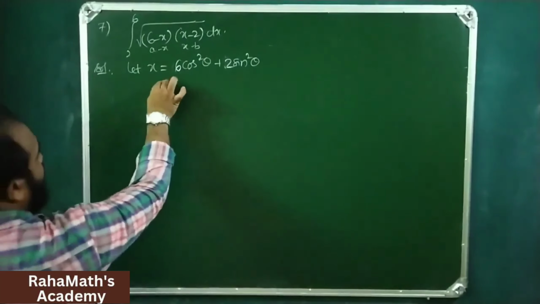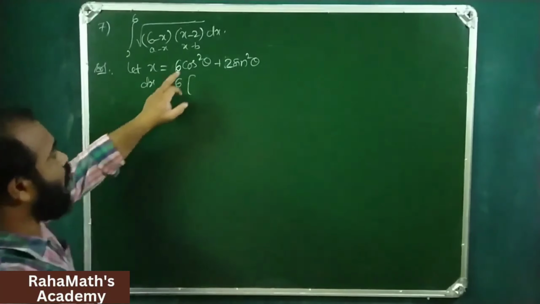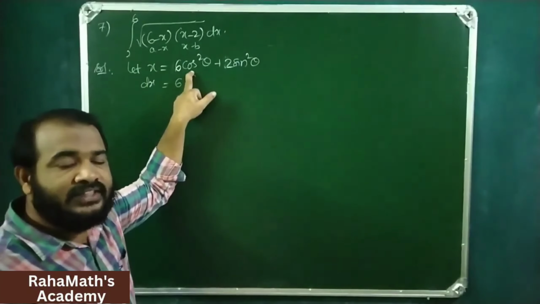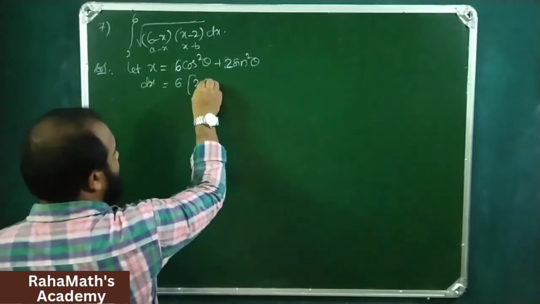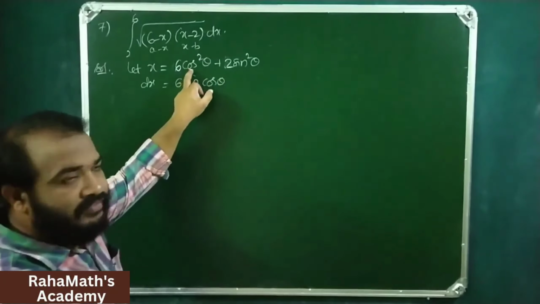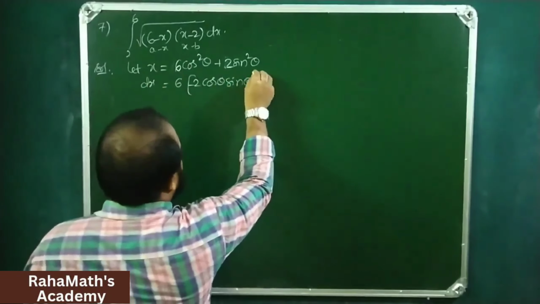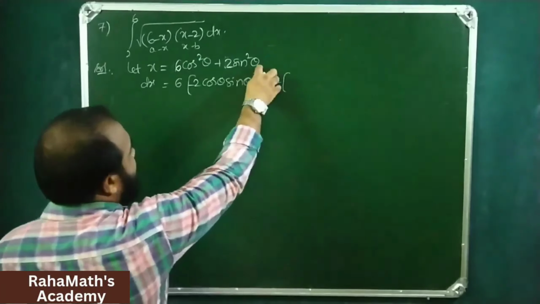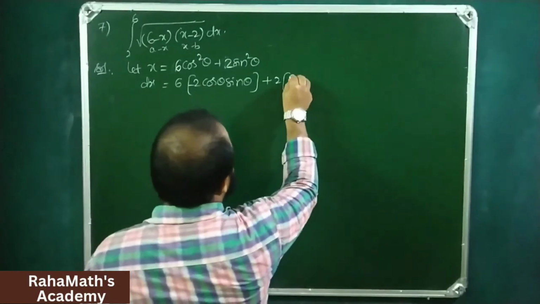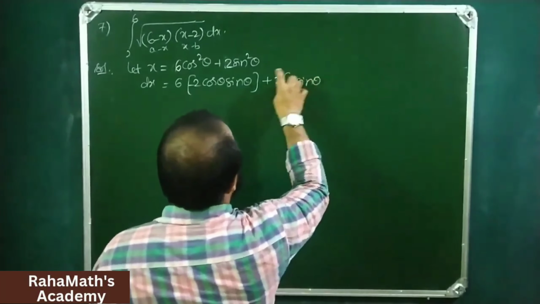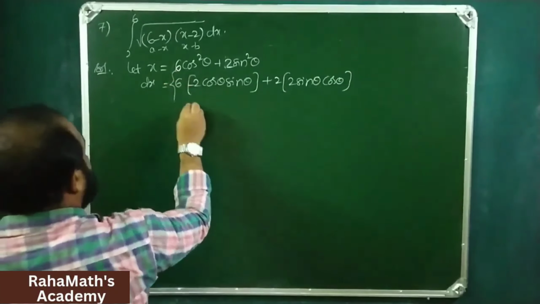So this is dx, derivative is equals to 6 into cos theta whole square. Cos theta is x, if you take x square derivative is 2x, so 2 cos theta into cos theta derivative is minus sin theta, so minus sin theta, plus 2 into sin theta whole square. X square derivative is 2x, so 2 sin theta into sin theta derivative is cos theta, whole d theta.